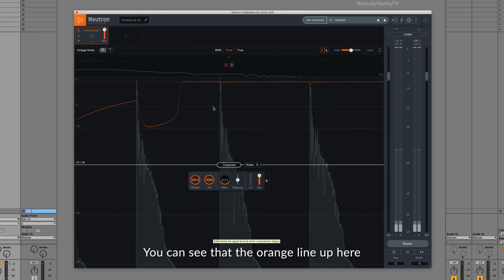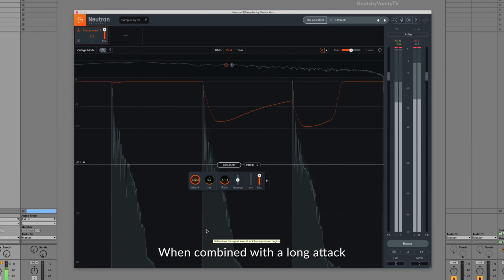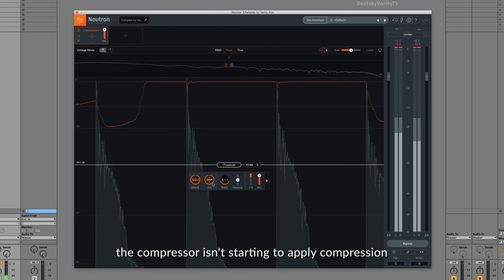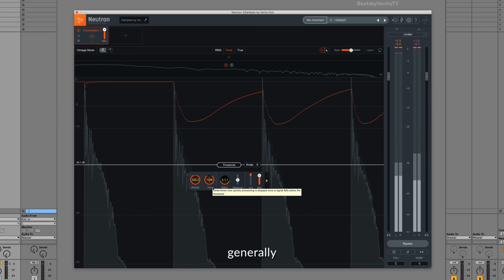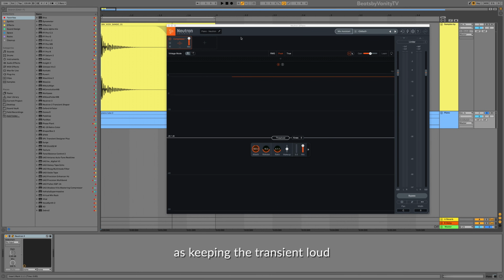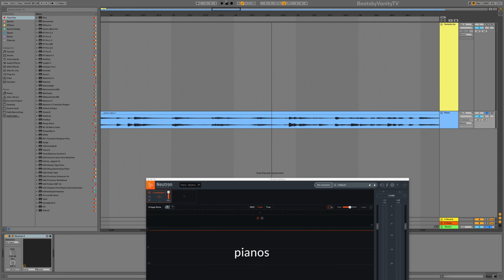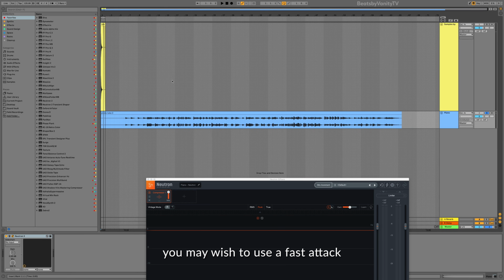You can see that the orange line up here is displaying how the release is shaping the sound. When combined with a long attack, the compressor isn't starting to apply compression until after the transient has passed. Now, generally, this is the best approach for drums, as keeping the transient loud is what provides the punch. For materials such as vocals, pianos, guitars, and other transient heavy sounds, you may wish to use a fast attack to catch those peaks and smooth out the performance.